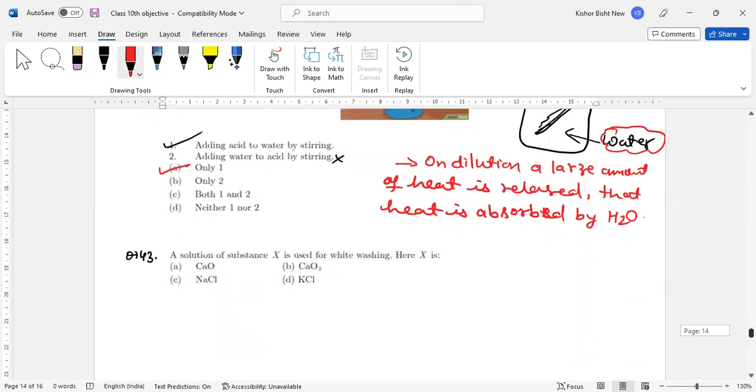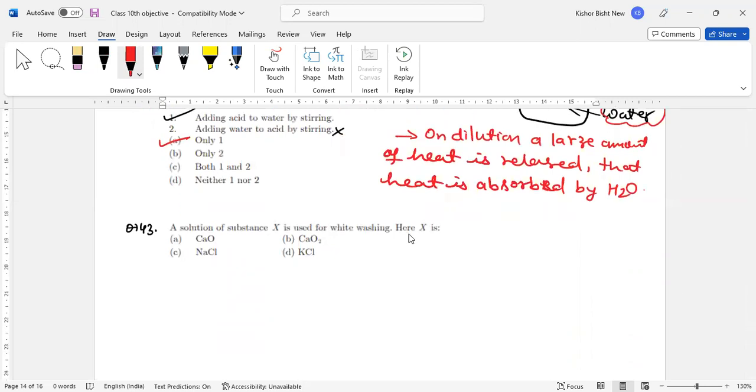A solution of the substance X used for whitewashing. Here X is, oh, this is the easiest. Everyone knows that in whitewashing we are using calcium hydroxide. Calcium hydroxide solution is used for whitewashing.